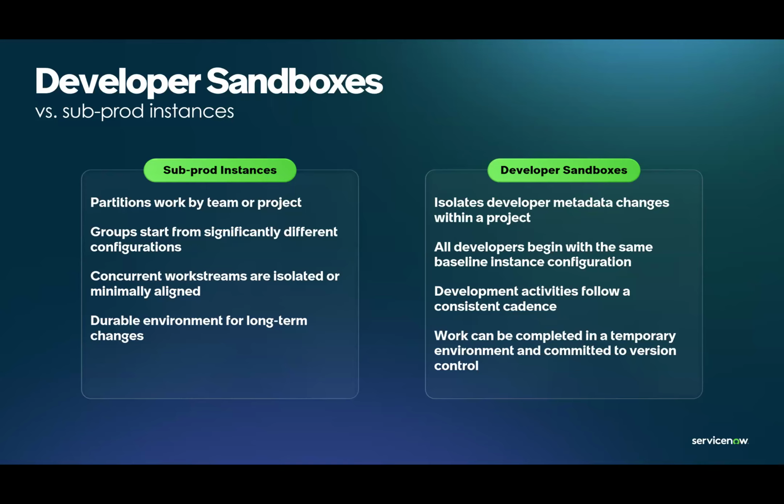If you have a number of different strategic projects and several different work streams, and teams start working within a different cadence, where they need to install plugins, and then they need essentially a different version of different products on the platform, that should be divided by subprod instances.